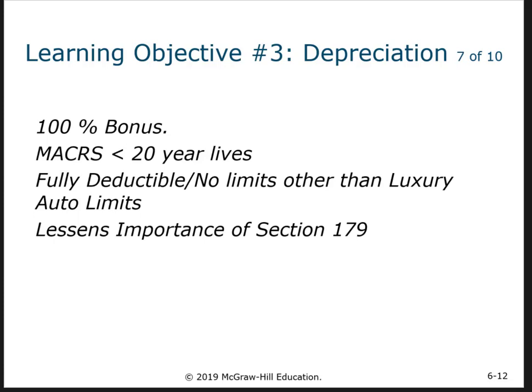The other special depreciation rule is bonus depreciation. All right. And that is 100%, just like Section 179. It can be up to 100% of the cost of the asset. This is only for assets with less than a 20-year useful life. So no real estate again, okay? No real estate, but everything else basically qualifies.